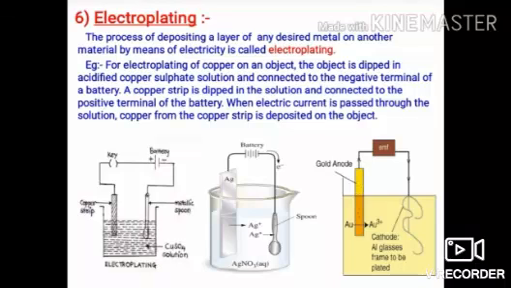You can see in the picture, for the electroplating of copper on an object, the object is dipped in acidified copper sulfate solution and connected to the negative terminal of a battery. A copper strip is dipped in the solution and connected to the positive terminal of the battery. When electric current is passed through the solution, copper from the copper strip is deposited on the object.